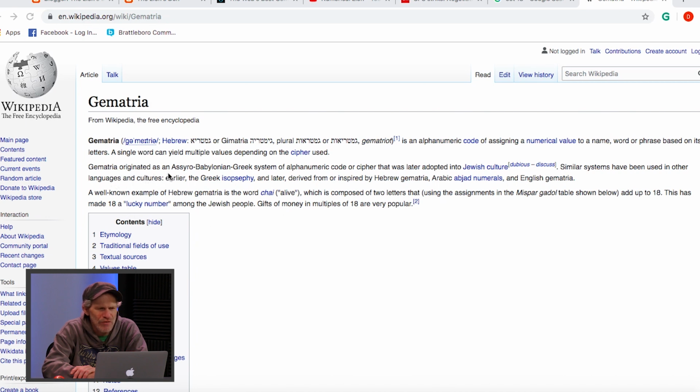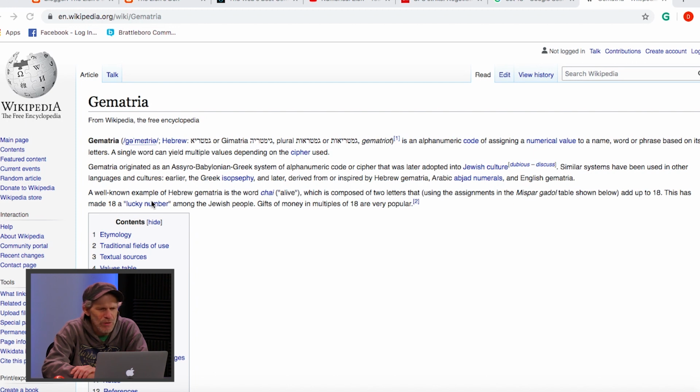Gematria originated as an Assyrio-Babylonian/Greek system of alphanumeric code or cipher that was later adopted into Jewish culture. Similar systems have been used in other languages and cultures. Earlier, the Greek isopsephy, and later derived from or inspired by Hebrew gematria, Arabic abjad numerals, and English gematria.